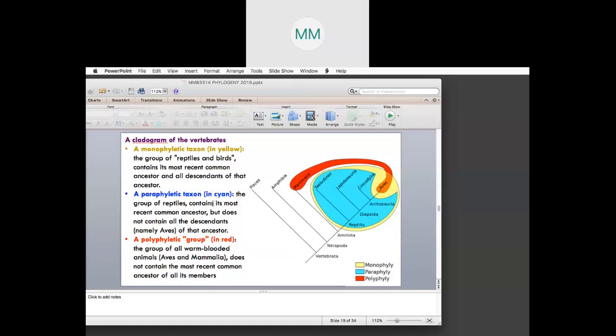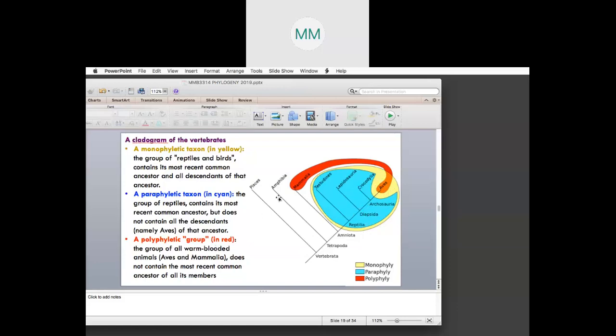A paraphyletic taxon, which is in blue, here the cyan, is a group of reptiles that contains its most recent ancestor, but does not contain all of the descendants. Descendants are the ones that are terminal, ya, hujung-hujung, namely Aves. So in this case, if you want to include Aves, you have to have a character that is not only found in birds, but is also found in all of these other animals. So in this case, you have the common ancestor, but descendant tak ada.